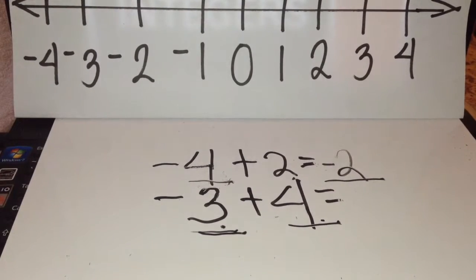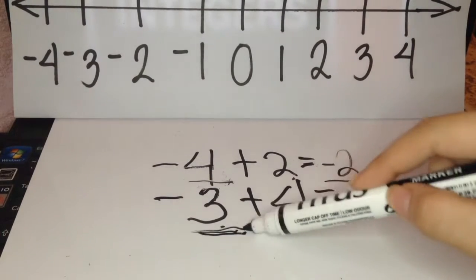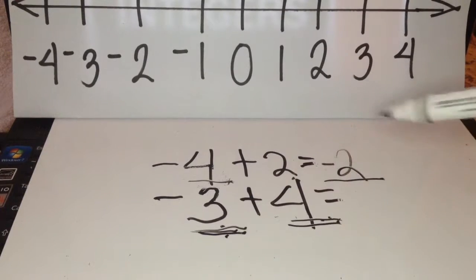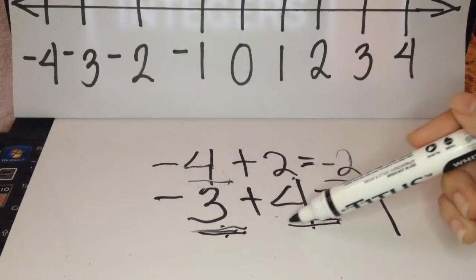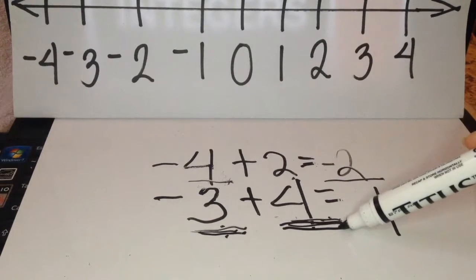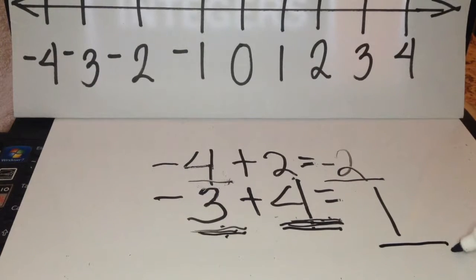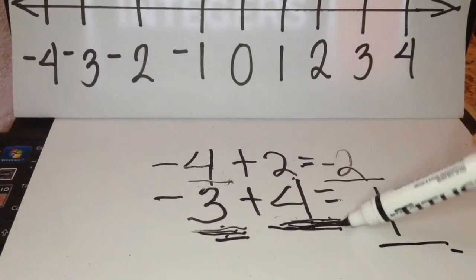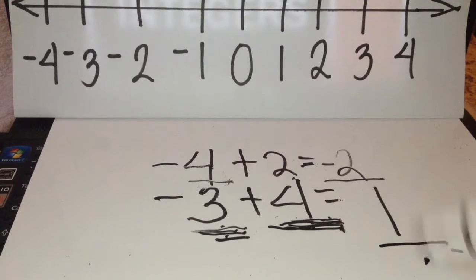Let's try another example. Negative 3 plus positive 4. 4 minus 3 is 1. Let's copy the sign of the number with a higher value, which is 4. So 4 is positive, and that makes the sum positive. So negative 3 plus positive 4 is equal to positive 1.